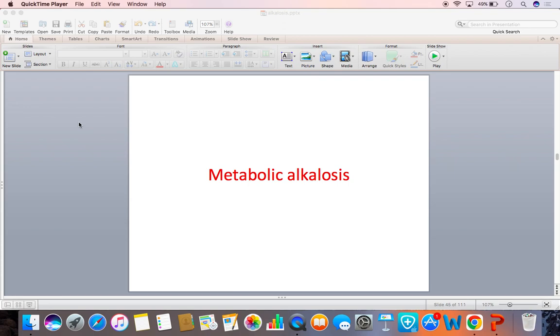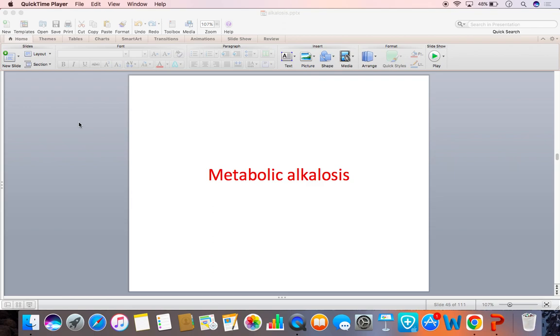Acidosis. Acidosis is the situation wherein pH of the blood is less than 7.35. Alkalosis is the condition wherein pH of the arterial blood is more than 7.45. That means pH of the arterial blood ranges between 7.35 to 7.45.